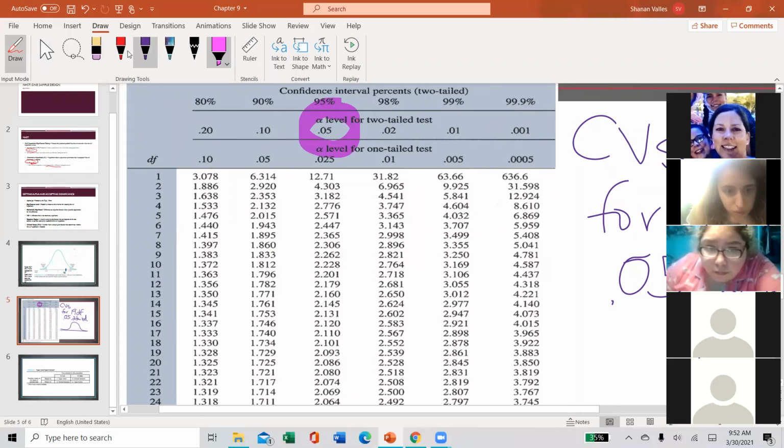And we want degrees of freedom of 19. Does somebody have that value? It's 2.093. That's exactly right. Okay.